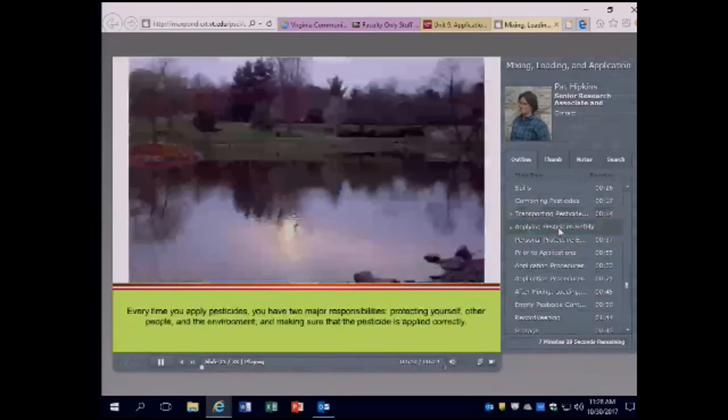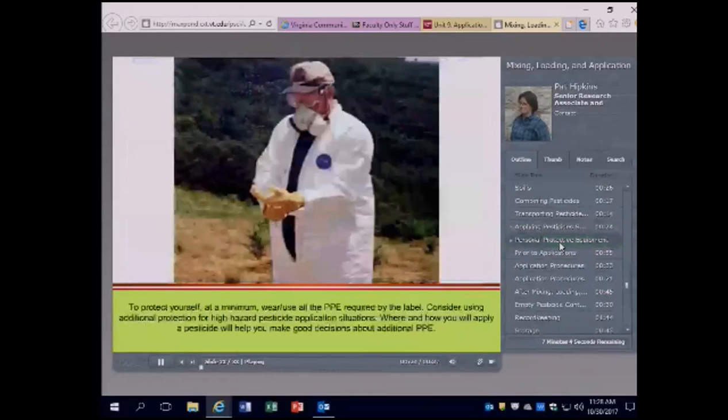People talk about pest management, but if you use pesticides to control pests, you have a responsibility to manage pesticides as well. Protect people, protect the environment. And you can do this by making sure you follow the label and use pesticides carefully and correctly. You're required by law to use all the personal protective clothing and equipment that the label requires. However, extra PPE might be a good idea, especially in high-hazard application situations.